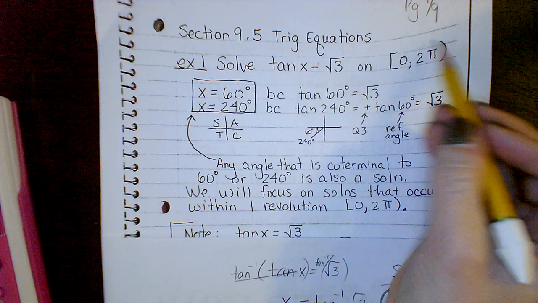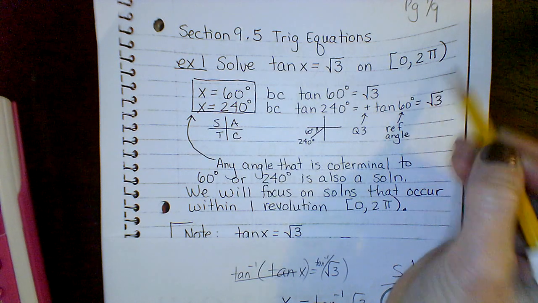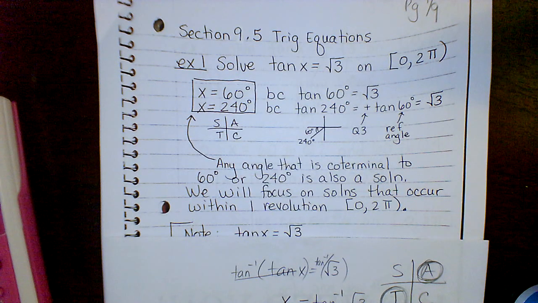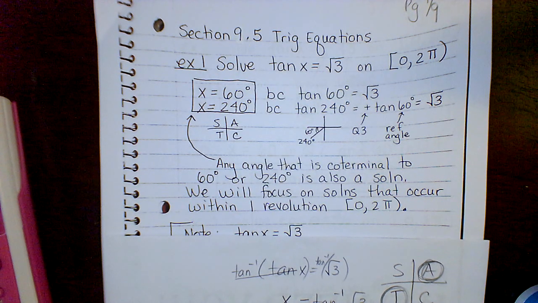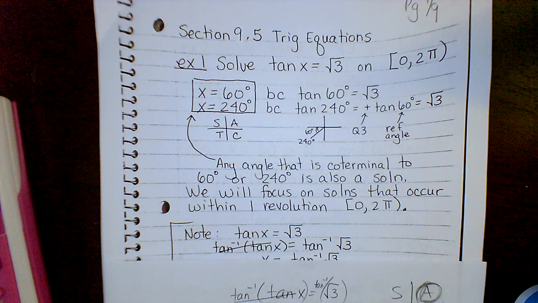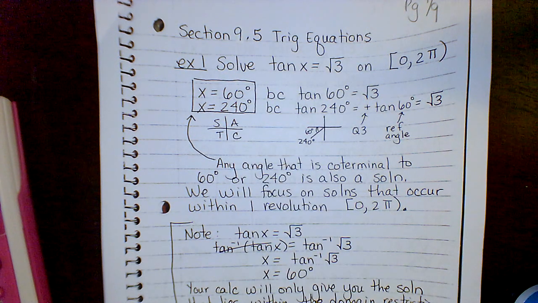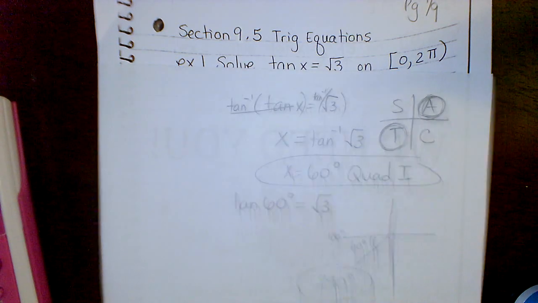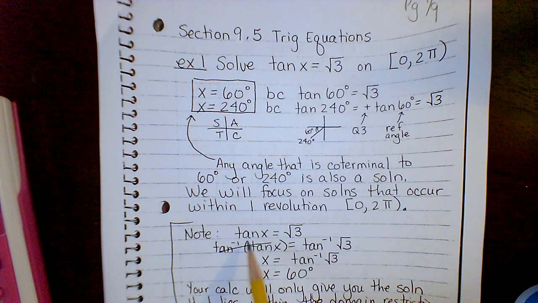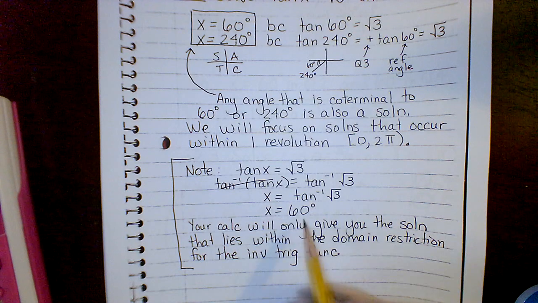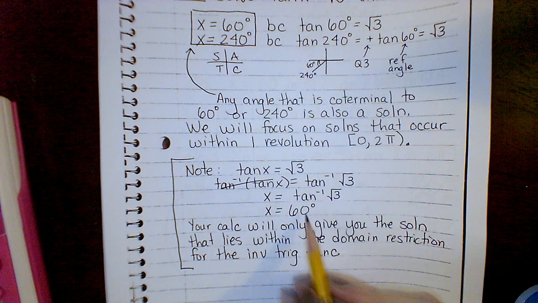Well, that's where this interval comes in. This says, hey, we're just looking at one revolution here. So all of our answers are going to focus on just within that one revolution, so you don't have to worry about those coterminal ones there. Now, what I said earlier, I wrote this a lot nicer, that if you take the inverse tangent of both sides, you get this inverse tangent of root 3. The calculator is only going to give you this one solution.